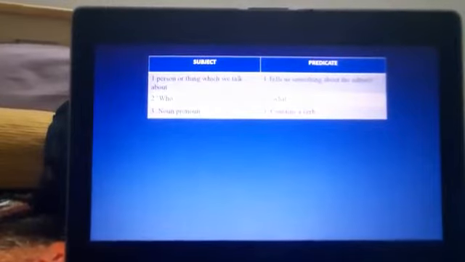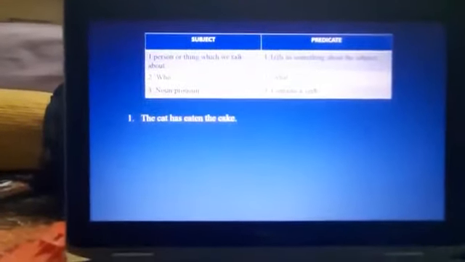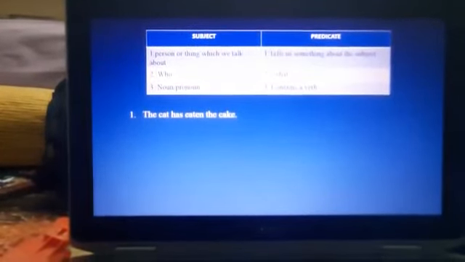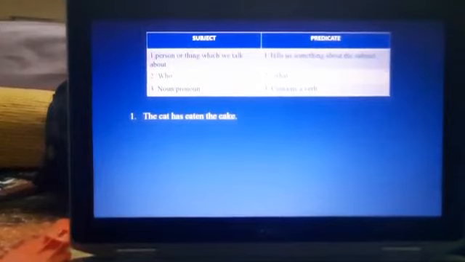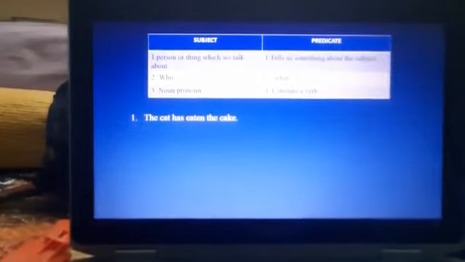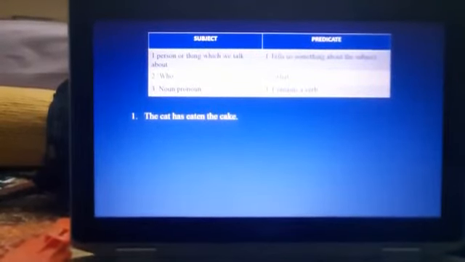Children, now let us take some more examples. The cat has eaten the cake. Who has eaten the cake? The cat. The cat is a noun. And what has she done? What is being told about the cat? Has eaten the cake. So "has eaten the cake" becomes the predicate. The cat is the subject. Has eaten the cake is the predicate.